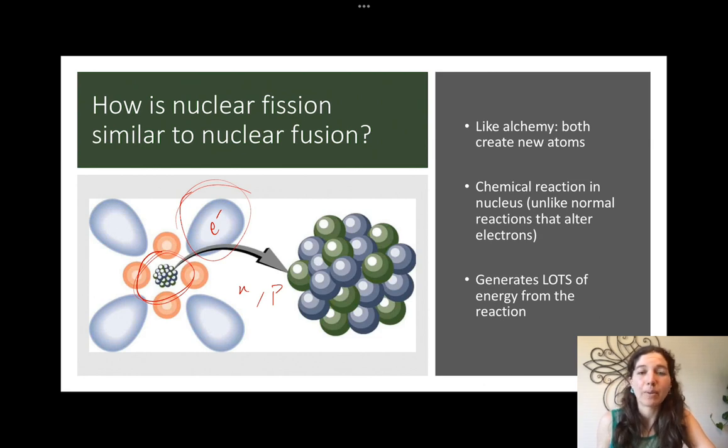And the other thing that's similar about these is they generate tons of energy, which is why they're kind of the holy grail of energy production. So you get a lot of bang for your buck. And that's all that we have to learn on nuclear chemistry for this topic.